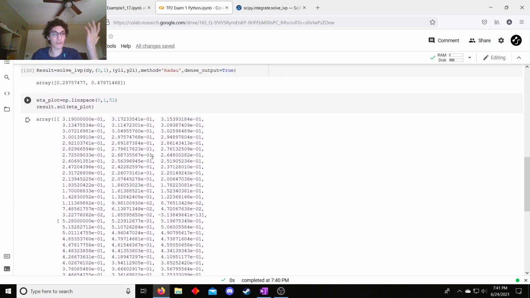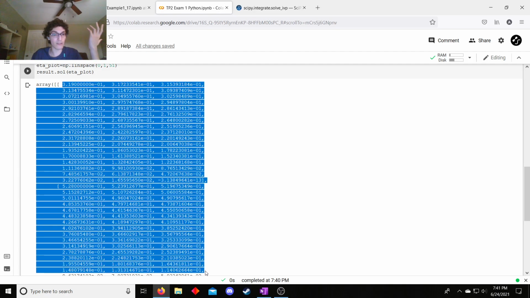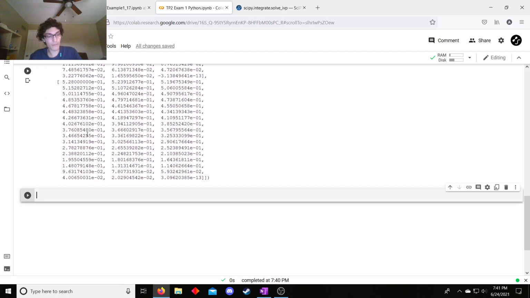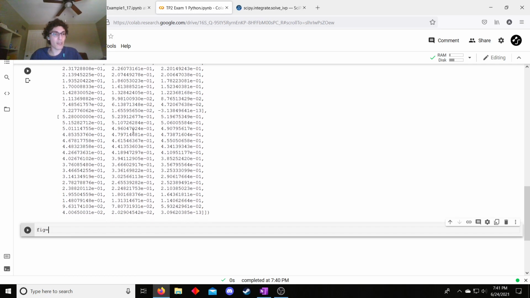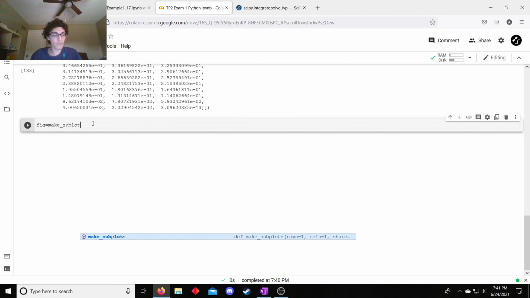Okay, so now we're going to graph this, because we're almost done. This is really the information we're looking for. We just need to visualize this, because this is ugly. Yeah, this is horrendous. So what we're going to do is make a plot, and we're going to use make_subplots, which we did up above. Import make_subplots. And I think we're going to do rows equal 1, columns equal 1.